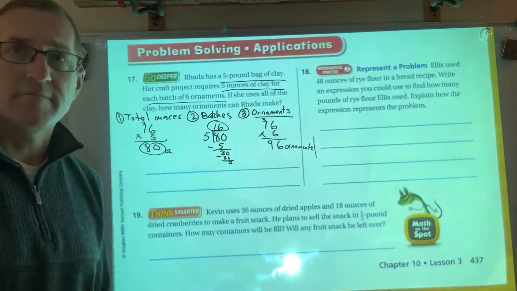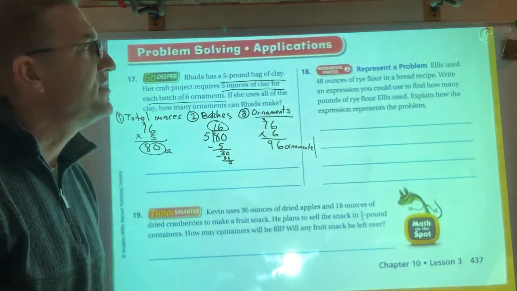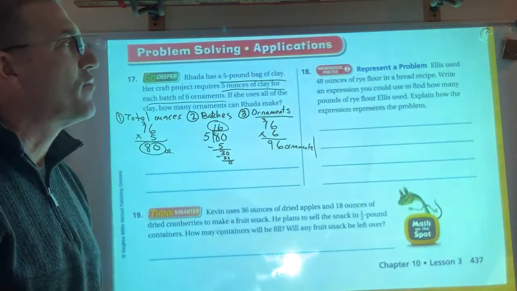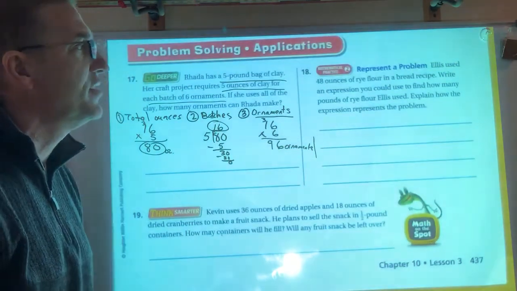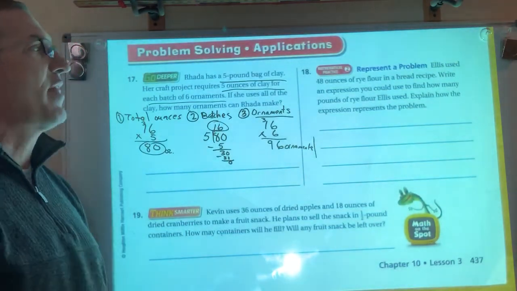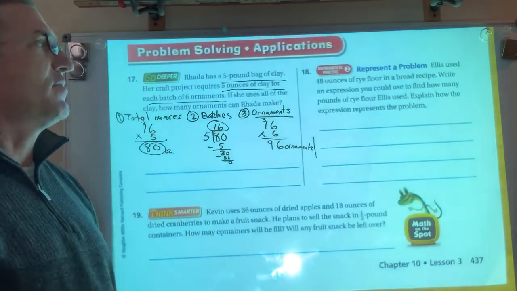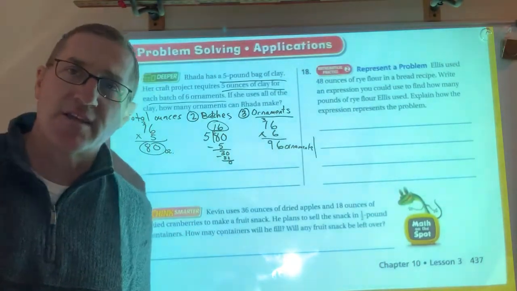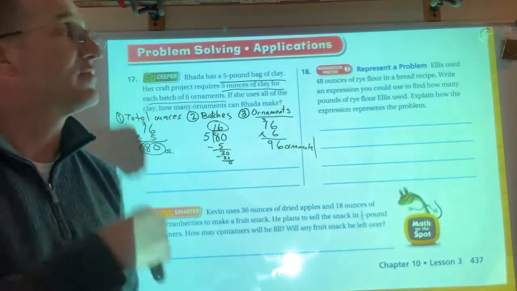Represent a problem. Ellis used 48 ounces of rye flour in a bread recipe. Write an expression you could use to find how many pounds of rye flour. Explain how the expression represents the problem. So that's where they're going to try to get us, right? So we got to be able to explain ourselves.